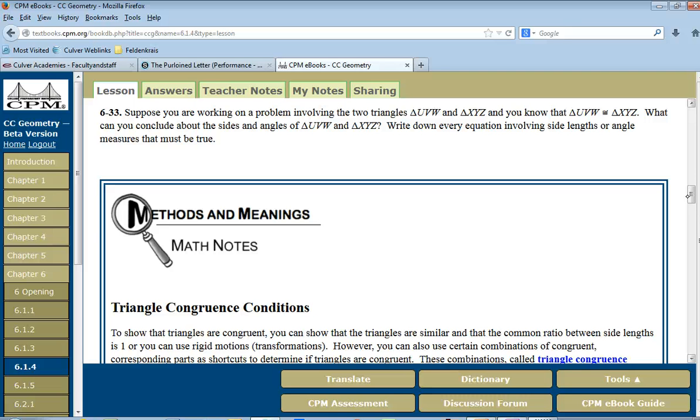Suppose you're working on a problem involving the two triangles UVW and XYZ, and you know that they are congruent to each other in this way: triangle UVW is congruent to triangle XYZ. What can you conclude about the sides and angles of these two triangles? So let's go ahead and write down everything we know. We're given this congruence statement: triangle UVW is congruent to triangle XYZ.